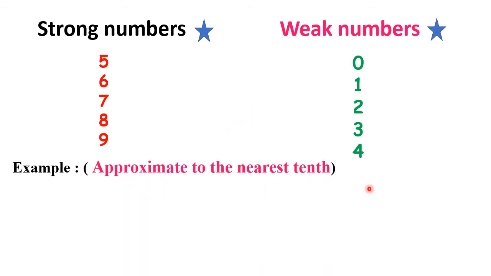Example, approximate to the nearest tenth. This number, approximate to the nearest tenth. At first, put a line in the tenth. Tenth after the decimal point, tenth. Yes, and look at the number before. Number 6. Strong or weak? Strong. Yes. Give me 1, please, because it is a strong number. So the approximation is 5.4. But 6, I add plus 1 because it is a strong number. So I don't look at it again. Okay, so the approximation is 5.4.